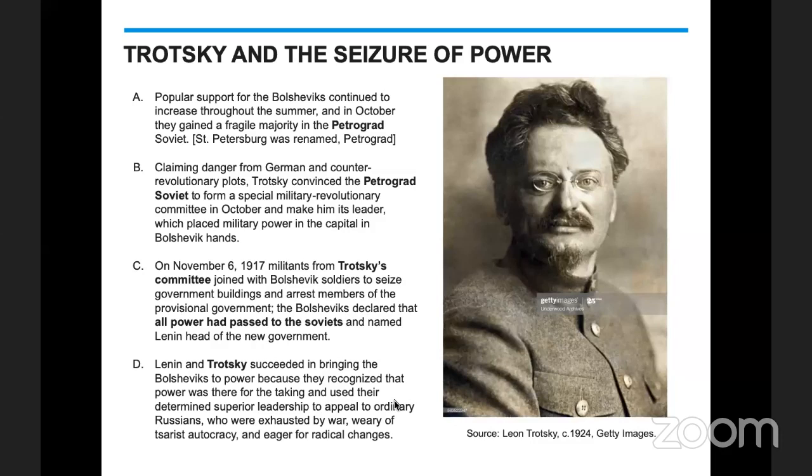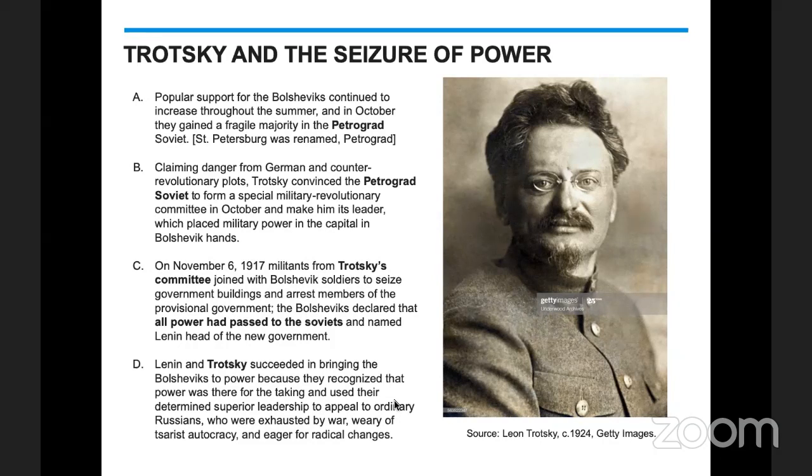The Bolsheviks declare that all power had passed to the Soviets. The Soviets are these local governing councils, and they are going to name Lenin the head of the new government. So we move from provisional government to now Bolshevik Soviet government. And so revolution is continuing, right?